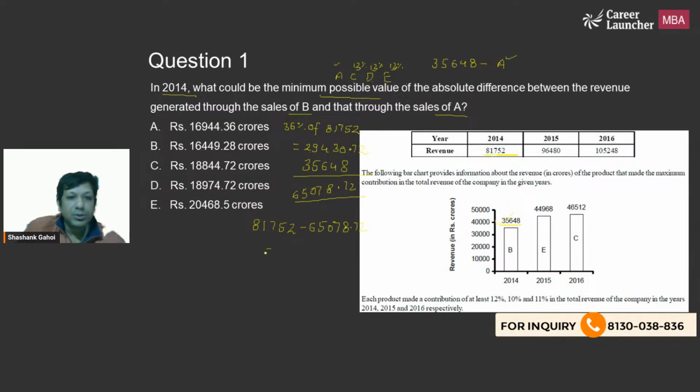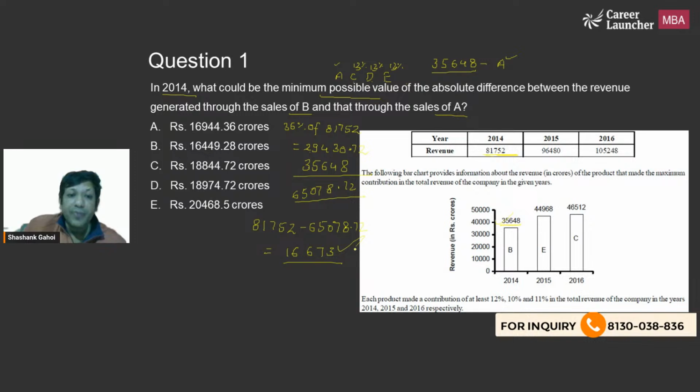So this comes out to be 16,600 and something, right? 672, 673, something like this. So the value of A is this, value of B is this. I need to find out this value.